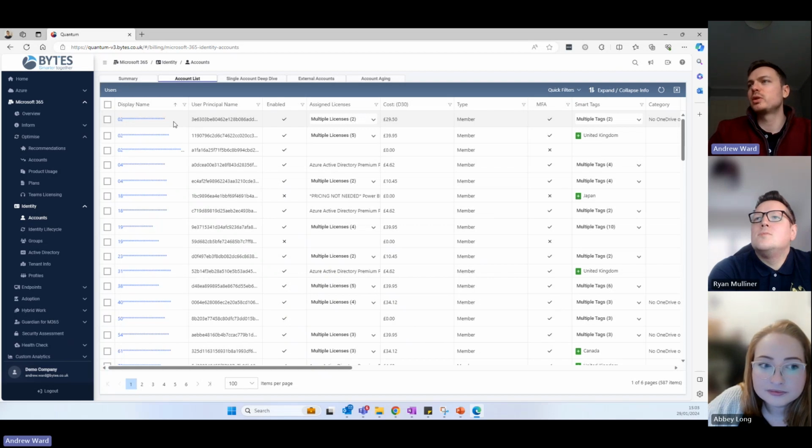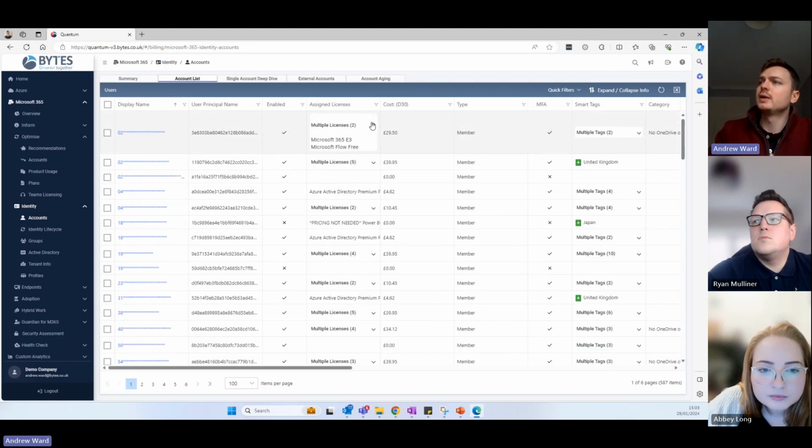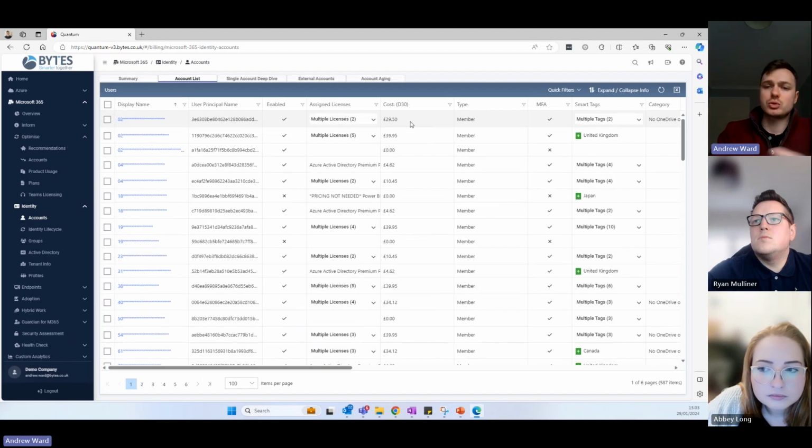So where Quantum is pulling the data from is we're looking at key things such as when that user previously logged in, and we're then also able to understand the licenses that they've been currently assigned. So looking at our account list, which is essentially a top to bottom of every user that we've currently got sitting in our Active Directory. Again, in a live environment, we'll be seeing our individual user's actual name here, but from a base level, we can see the licenses that are assigned to that user. We can see the licensing costs associated with that user.